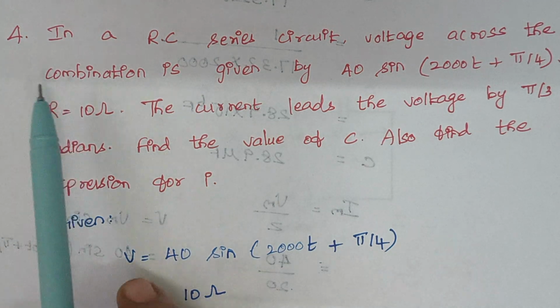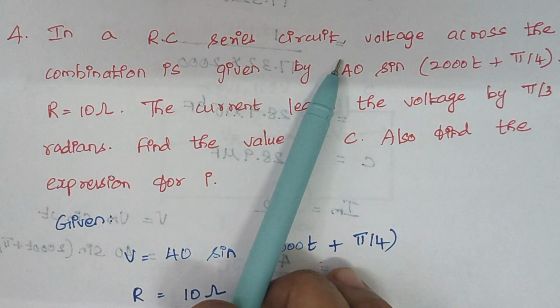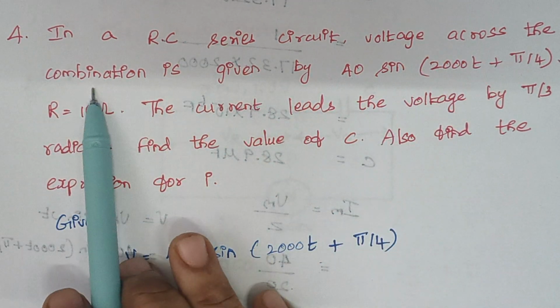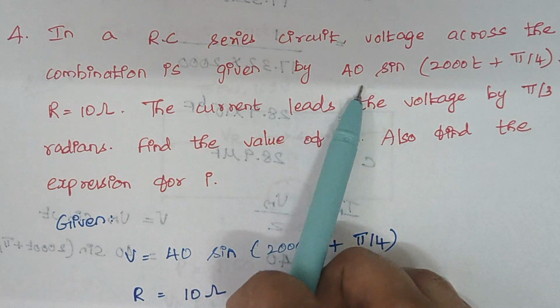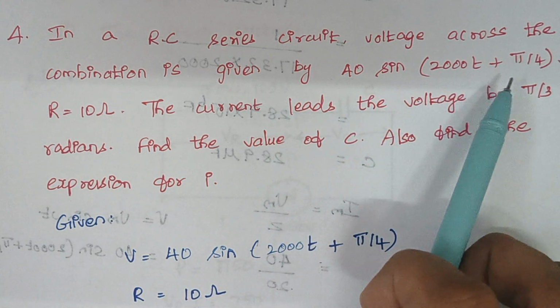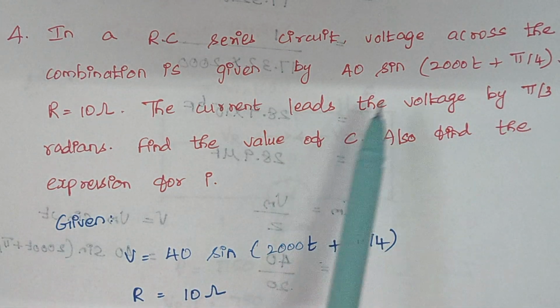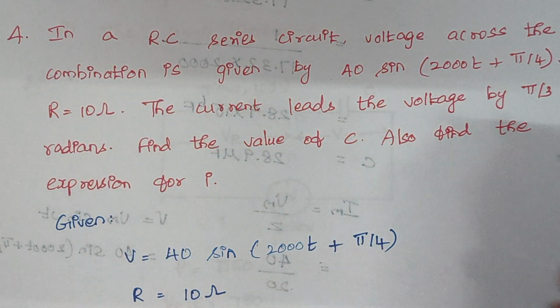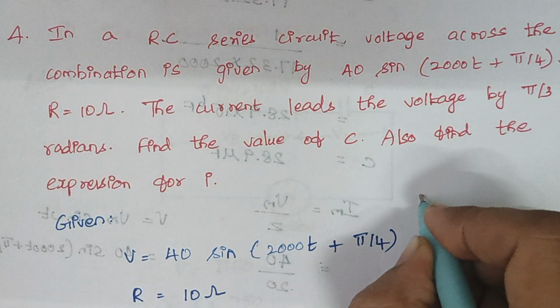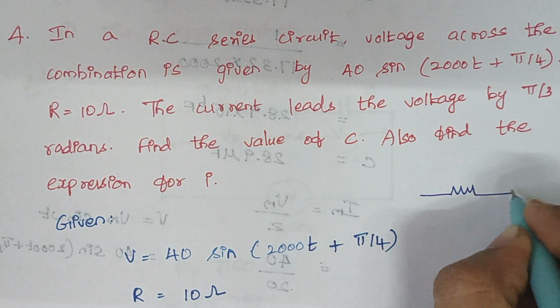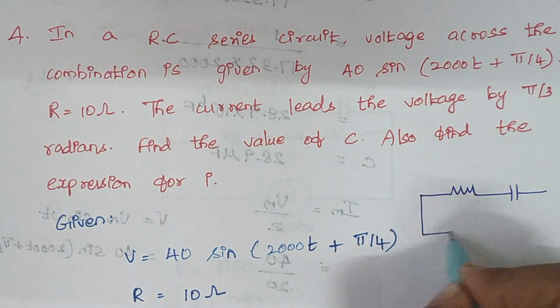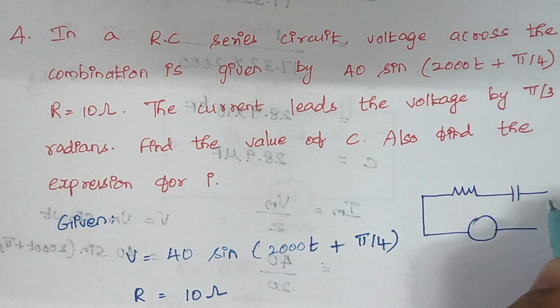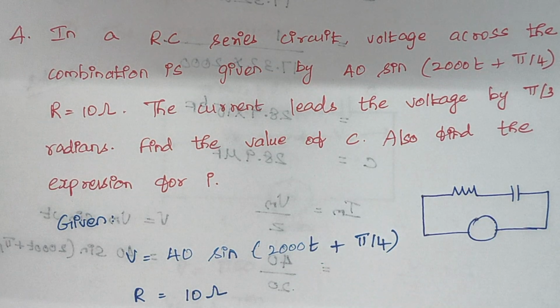So here the problem is, in an RC series circuit, voltage across the combination is given by 40 sine(2000t plus pi by 4). So what do you mean by voltage across the combination? Which is nothing but your source voltage. You see, here we are having a resistor and here we are having a capacitor, right? And they are connected in series. So this is an RC series circuit.